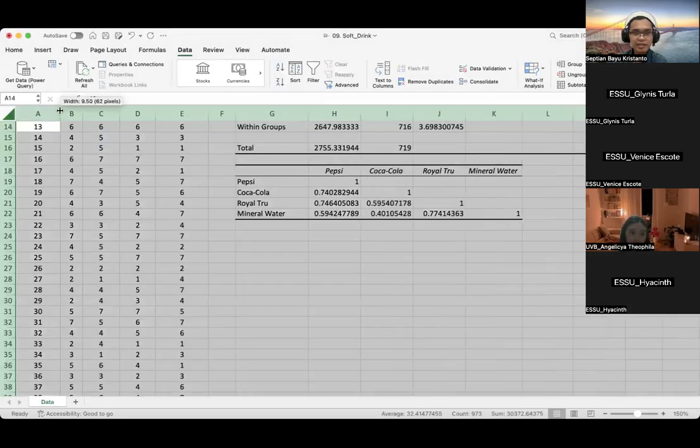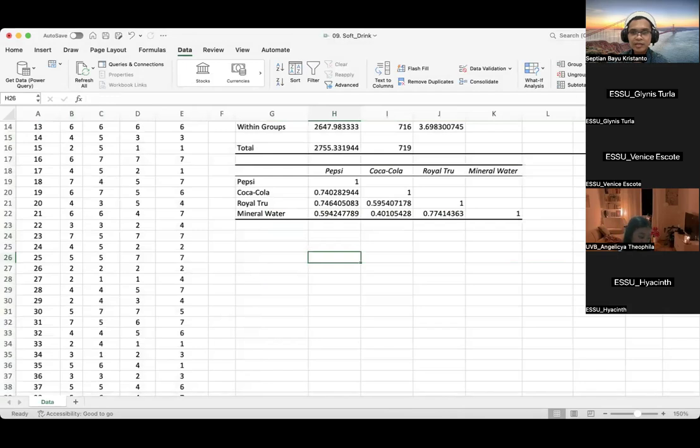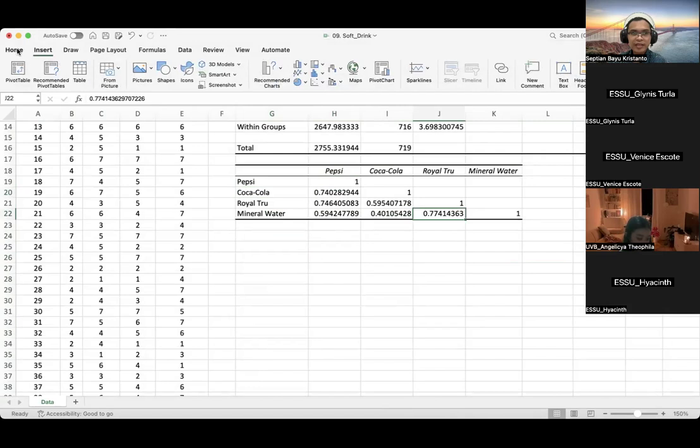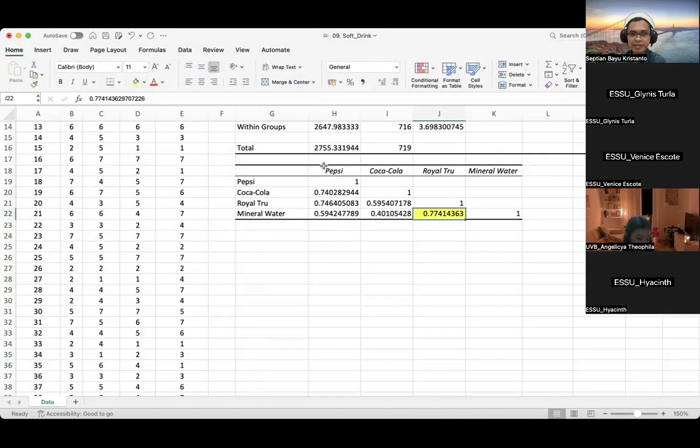Okay, this is the analysis. We can find that the combinations between Pepsi and Coca-Cola are in a positive correlation. But the highest one is in here. This is a very high coefficient. So we can combine between Royal Tea and mineral water. So this is the outcome of the analysis.